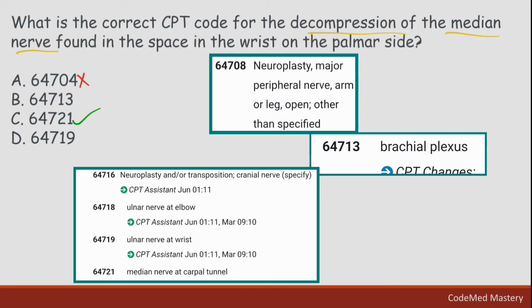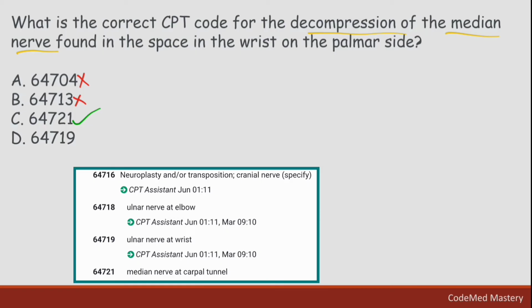Option B 64713 is for neuroplasty, major peripheral nerve, arm or leg, open, brachial plexus. So in the scenario they have not mentioned brachial plexus, right? So eliminate option B. And option D 64719 is for neuroplasty, ulnar nerve at wrist. But we have to code for the median nerve, not ulnar nerve. So eliminate option D. Option C is the right answer. Let us solve another question.